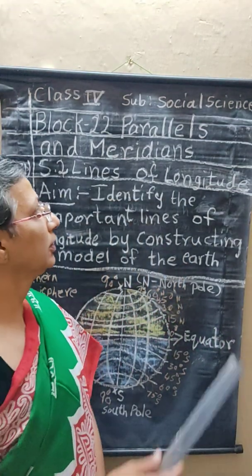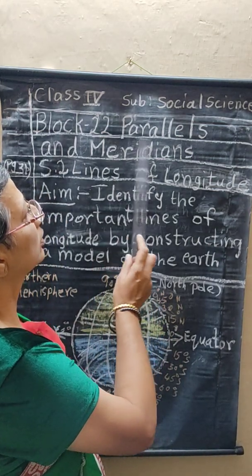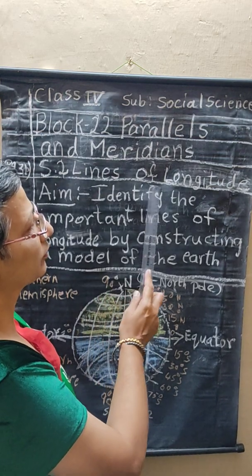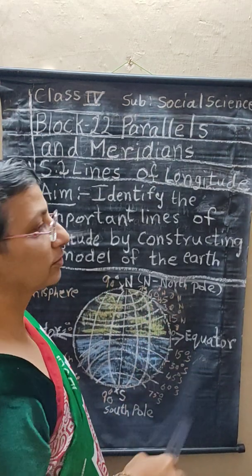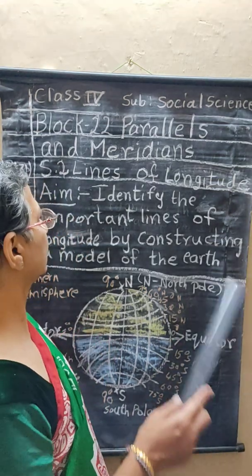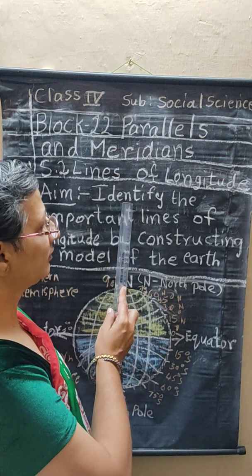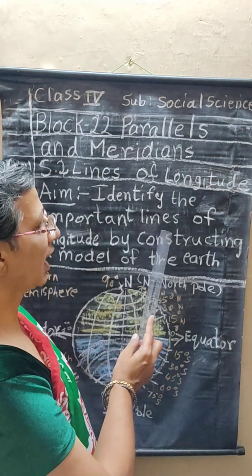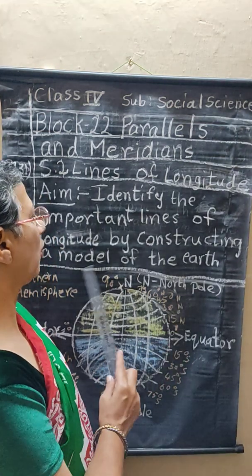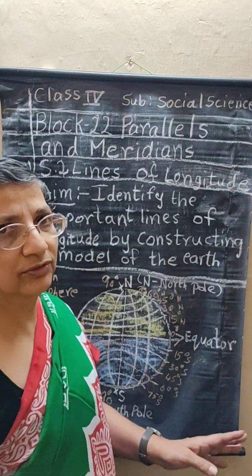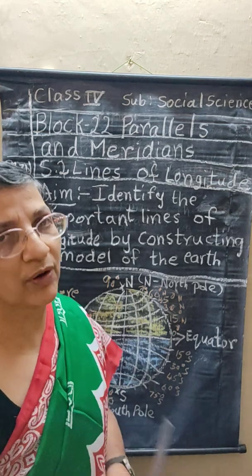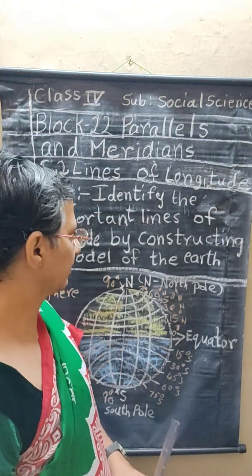Now we will be learning about longitude. Block 22, parallels and meridians. S2, lines of longitude. Now we must know what the lines of latitude are, and why they have drawn the lines. Identify the important lines of longitude by constructing a model of the earth. This is what we are constructing, the model of the earth, and why that line is important, children.